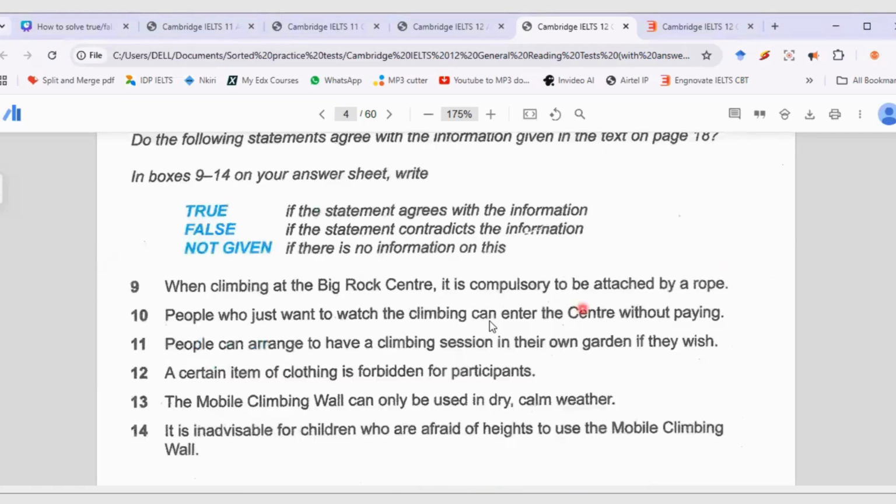Number 11. People can arrange to have a climbing session. Yes. In their own garden. Yes. If they wish. Yes. Number 11 is fully supported. So my answer to number 11 is going to be true.